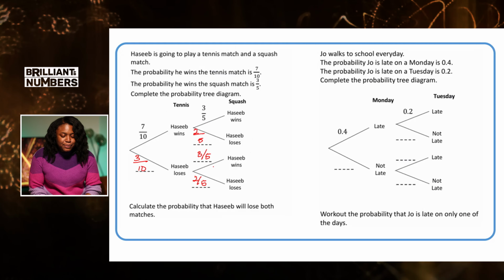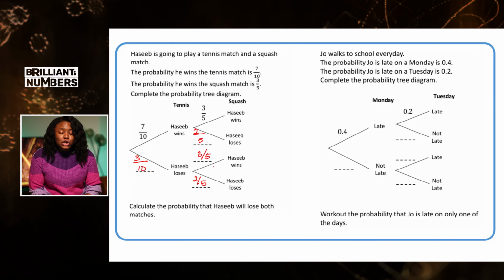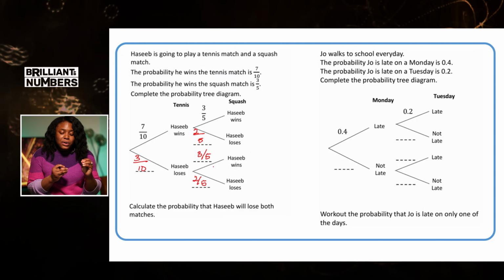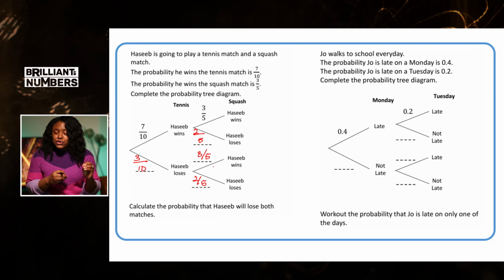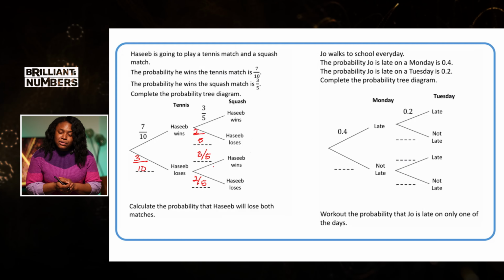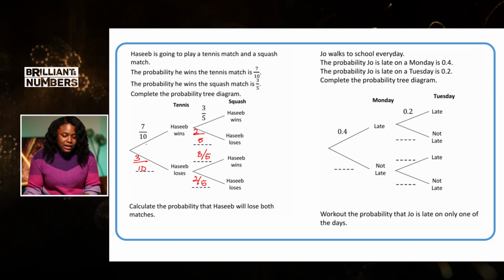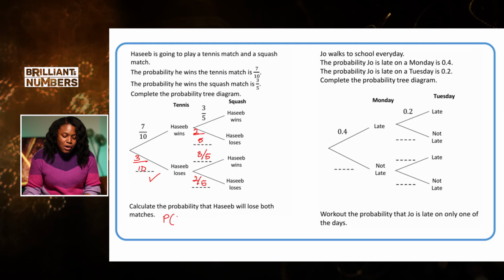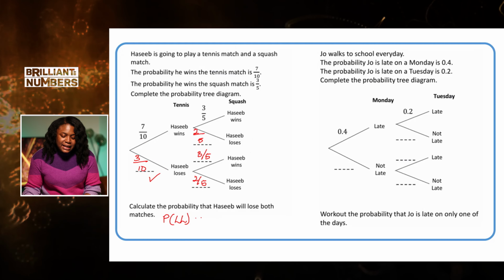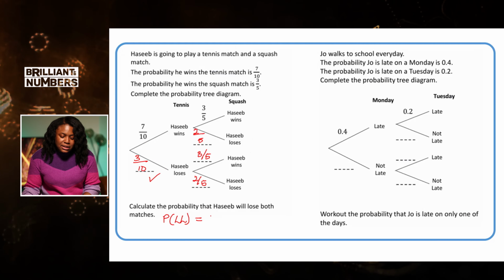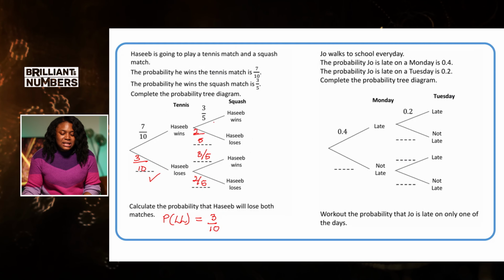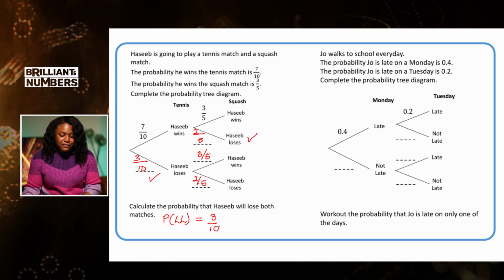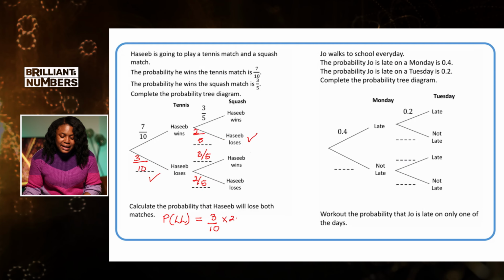So it says, calculate the probability that Hasib will lose both matches. So we need to lose on the first game, which is tennis, and also lose on the second one, which is squash. So we're going to identify the probability of loss on the first, which is 3/10. So we're going to write probability of a loss, and the first loss is equal to 3/10. We go to the next branch and we look for his loss as well, which is here, and that is 2/5. So we need to multiply them together.